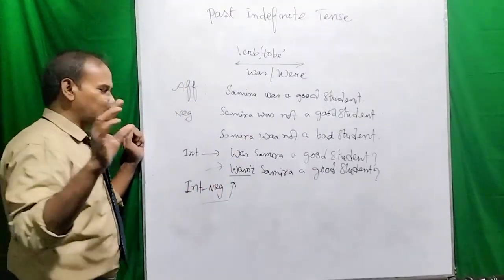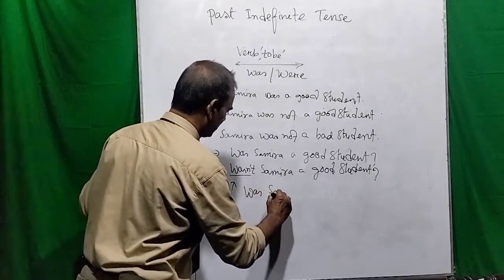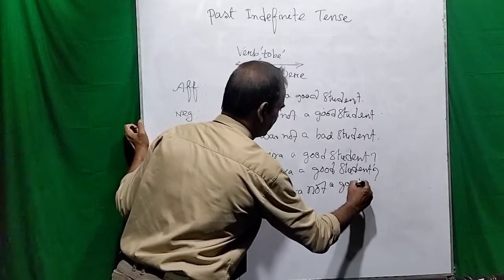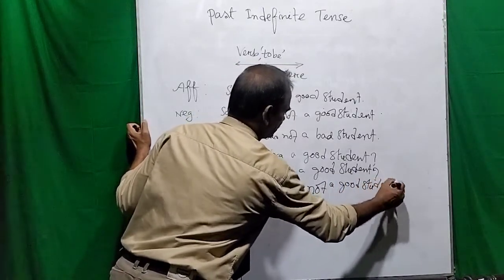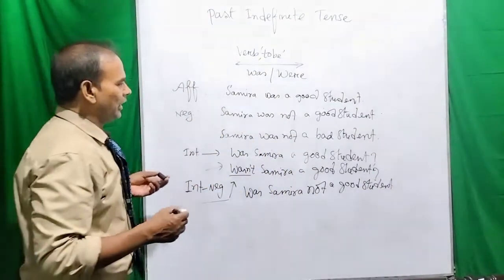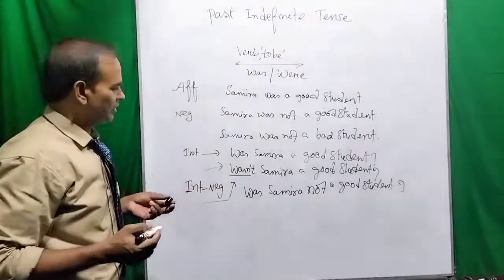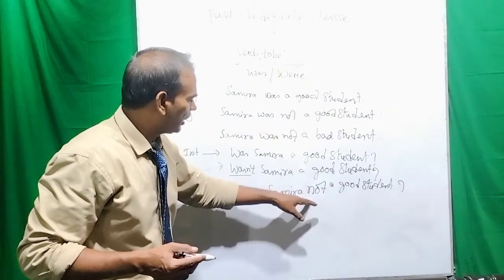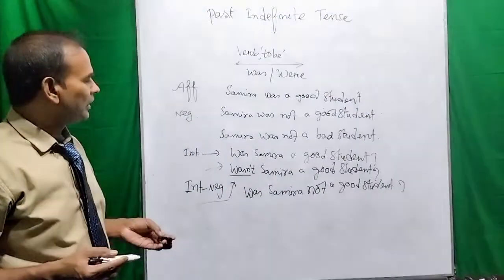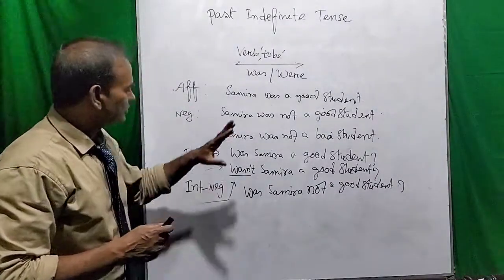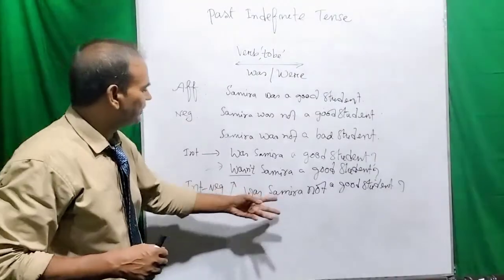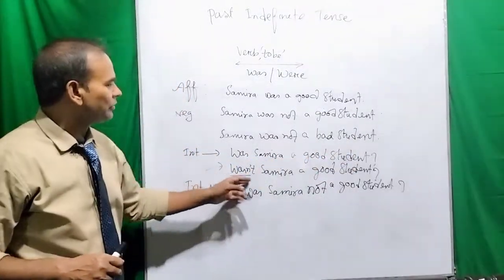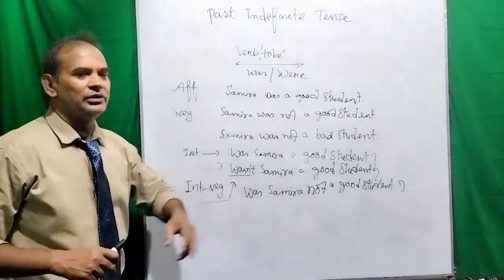Or in another way, we can write: was Samira not a good student? So, dear viewers, you can see, was Samira not a good student? In this case, we have used the verb to be at the beginning of the sentence, and I have used the negative word, the adverb not, after the subject, and it has also sustained the same meaning in relation to the above one. Wasn't Samira a good student, or was Samira not a good student? Both refer to the same meaning.